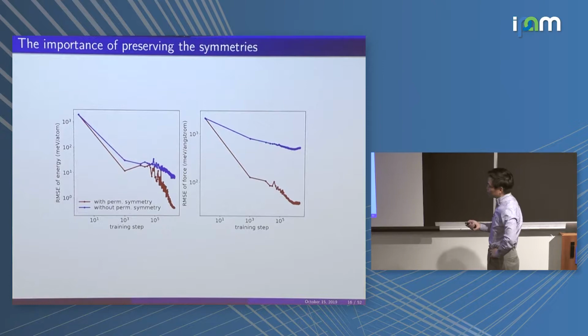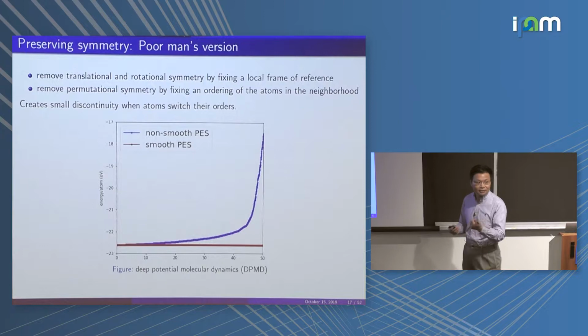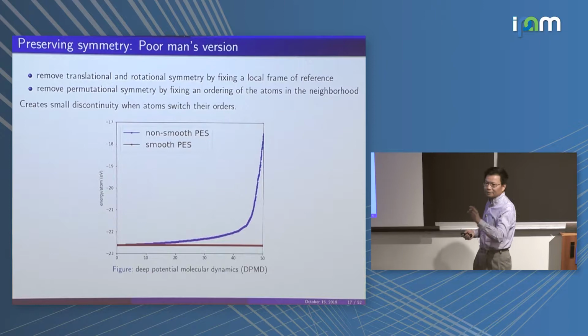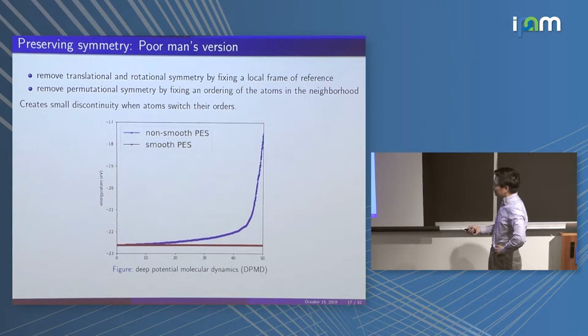The simplest way to put in permutation symmetry is to fix, first of all, well, there's more than permutation symmetry. There's translation, rotation, and permutation. For translation and rotation, you can fix that by imposing a local coordinate system for each atom. You fix the atom you are looking at as the origin, and then somehow define a frame. That would fix the rotation and translation symmetry. For permutation symmetry, one way to do it is just to have a way to order them in the little neighborhood. That's sort of a poor man's version of fixing the symmetries. And that works out here when you look at the training errors and the testing errors, that looks good.